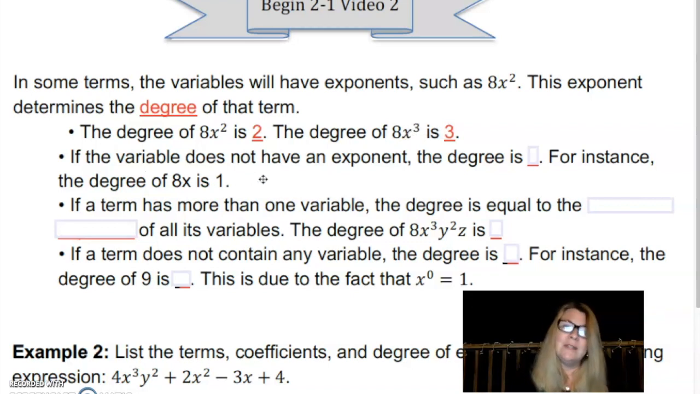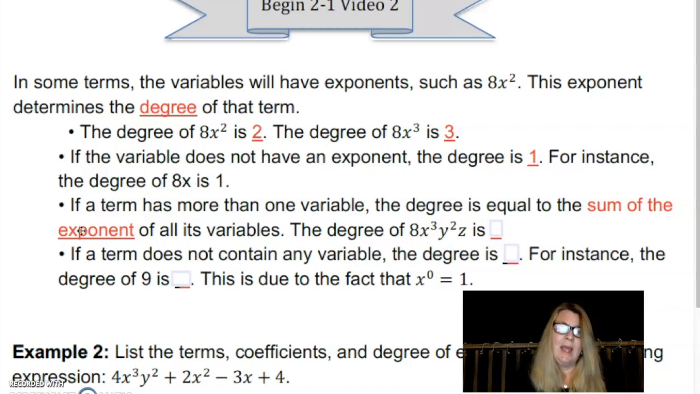If a variable does not have an exponent, then it is the understood 1. For instance, if I had 8x, you don't see an exponent there, so it's the understood 1. Now, if a term has more than one variable, the degree is equal to the sum of all of the exponents. And let's look at this term here.